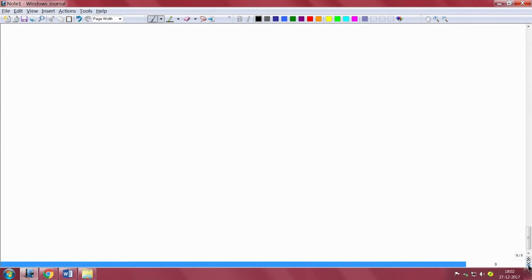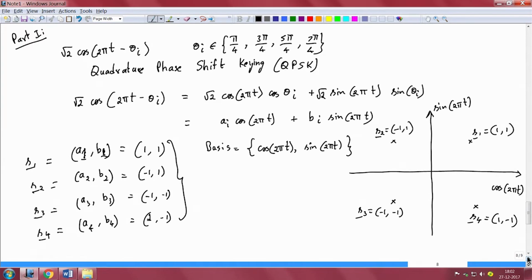Now, moving to a quick comment. Here, this particular form is called quadrature amplitude modulation. Here we have 4 points, so it is called 4 QAM.